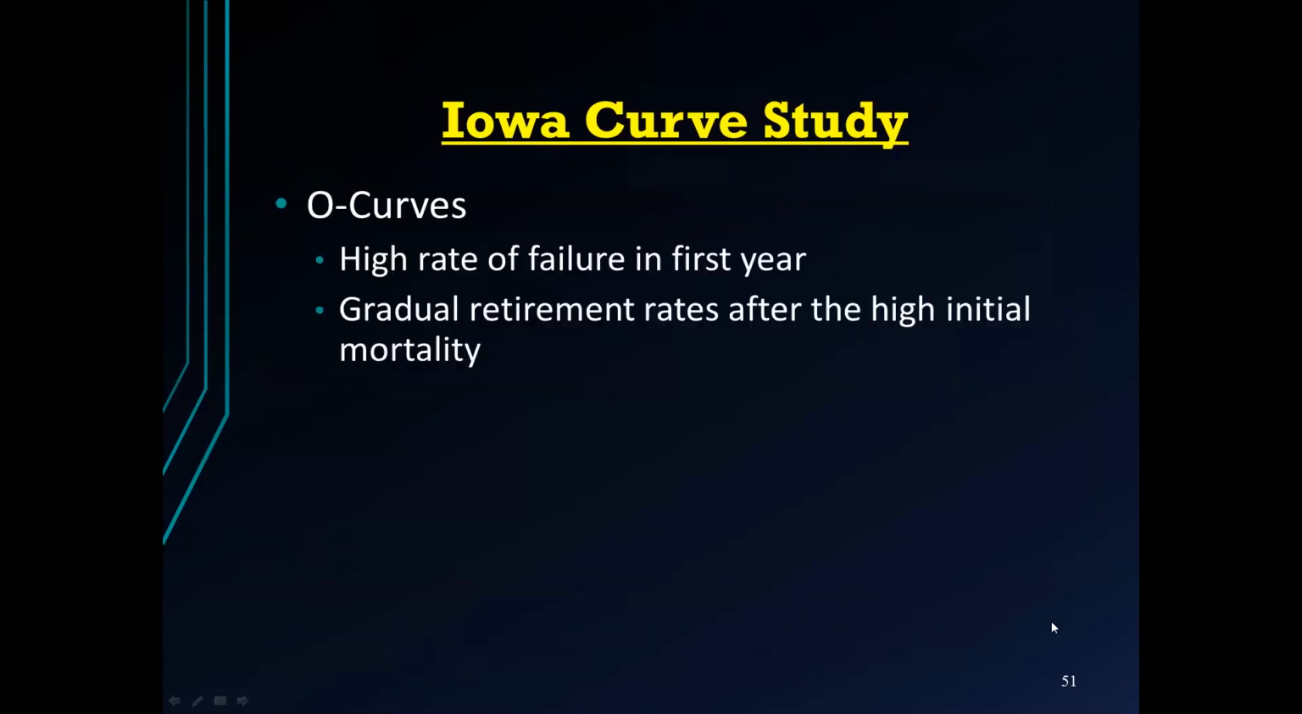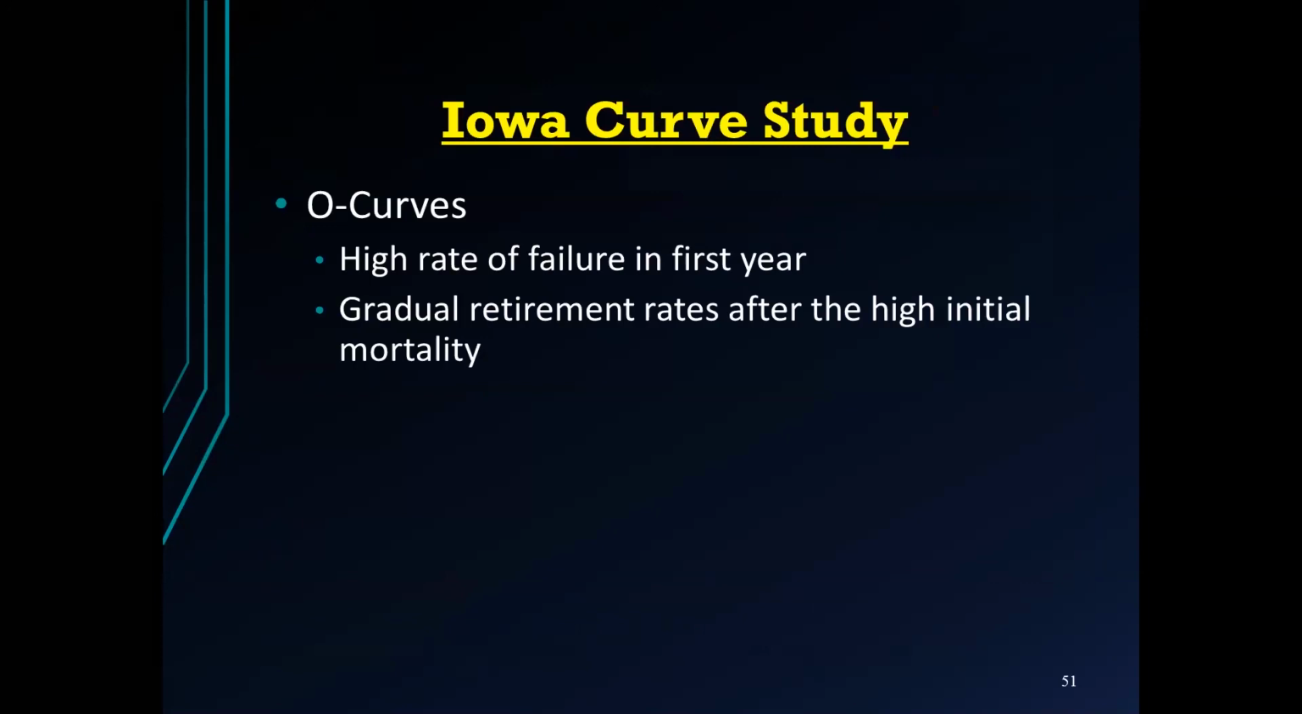But let's talk about O curves. O curves, I don't have a graph for this one, but this is where you have really high failure rate in the first year of the life of the property. And the question is, okay, well, why? And the reason these were adjusted for is when they were doing their studies at Iowa State University, they had certain assets that didn't fit the curves. They had to come up with new curves to fit these. And this is where, again, you have really high failure rates.